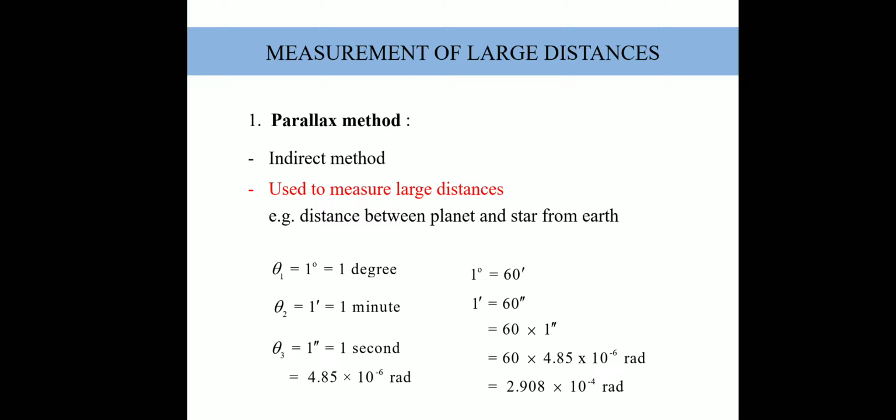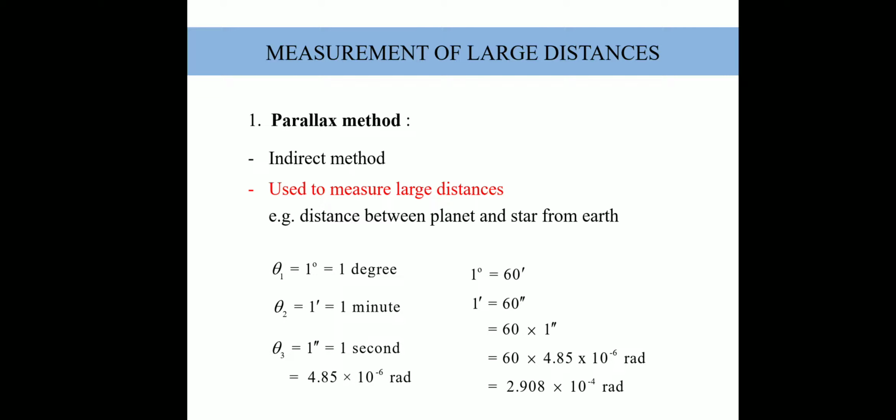So 1 minute is 60 seconds, which is 60 into 1 second, because 1 second is equal to 4.85 into 10 to the power minus 6 radian. When we multiply, we end up getting 2.908 into 10 to the power minus 4 radian. So I hope this is clear to all of you, how we measure angles in degrees, minutes and seconds. The biggest one is degree, then smaller than degree is minute, and smaller than minute is second.